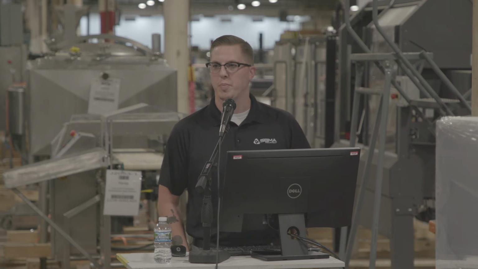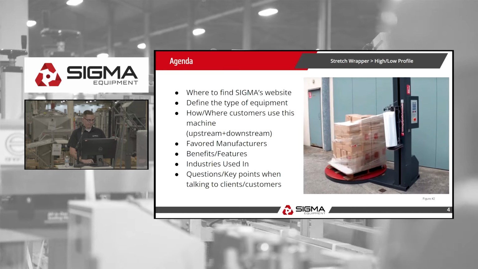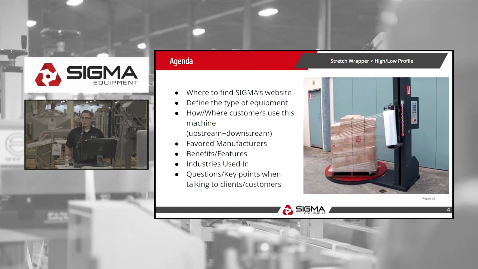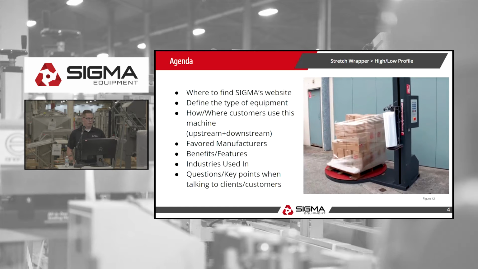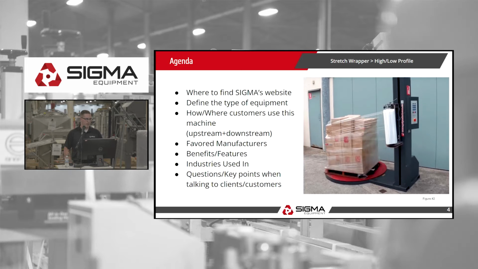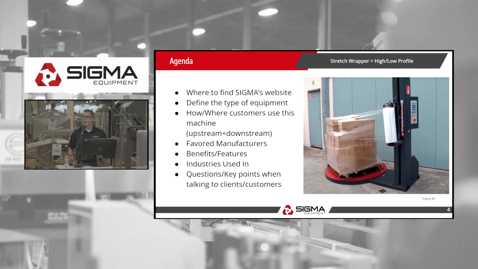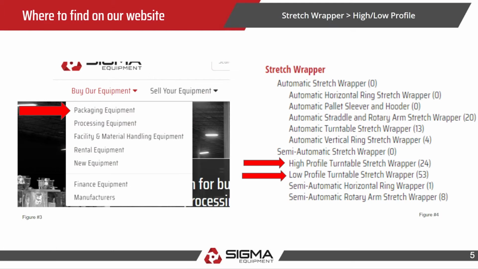I'm an acquisition specialist. Today, we're talking about high and low profile stretch wrappers. We're going to go over where to find them on Sigma's website, define the type of equipment, how and where customers use this equipment, upstream, downstream, our favored manufacturers, our benefits and features, and questions and key points when talking to clients and customers.